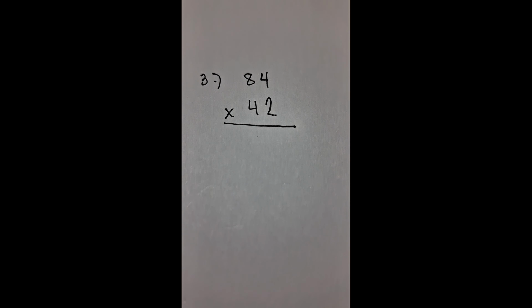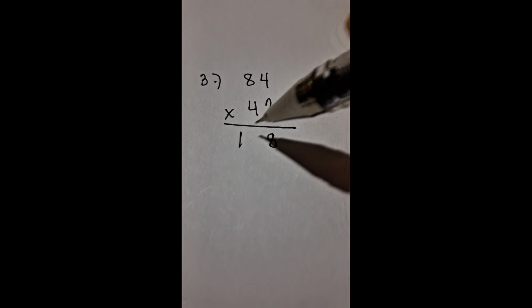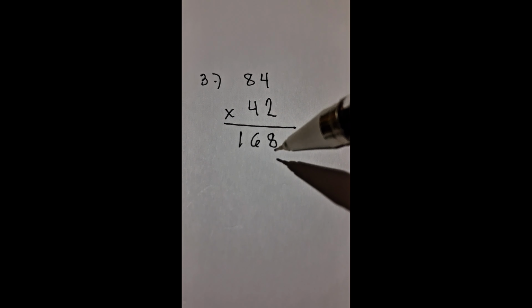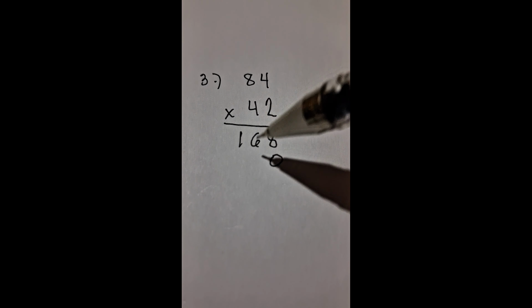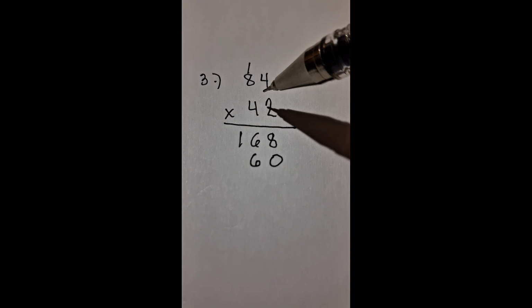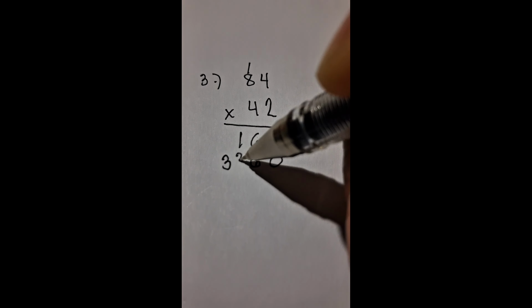For example number 3, we have 84 times 42. So 2 times 4 is 8. 2 times 8 is 16. Next, multiply by 4. We can put 0 as a placeholder. 4 times 4 is 16. 6, carry 1. 4 times 8 is 32 plus 1 is equal to 33.